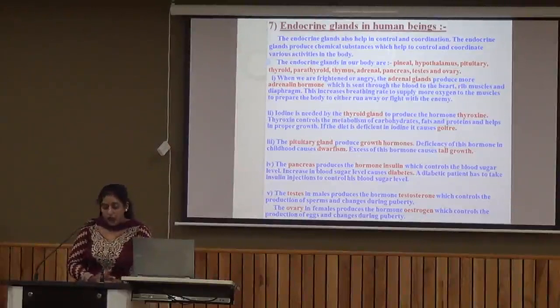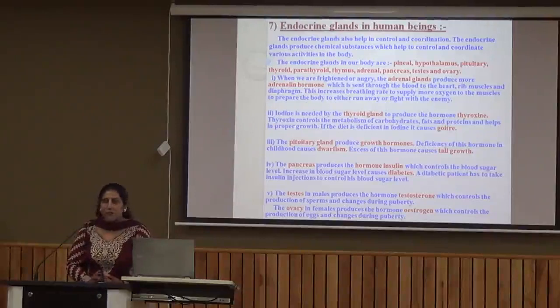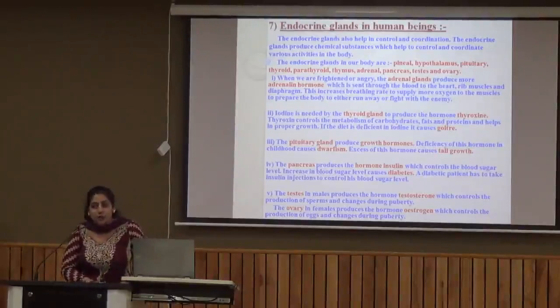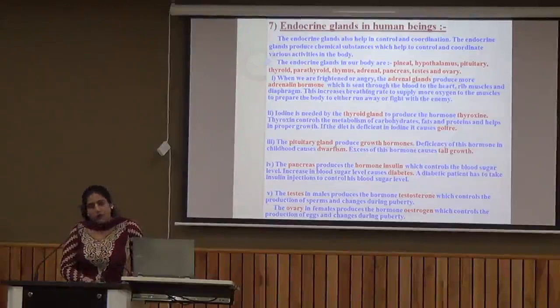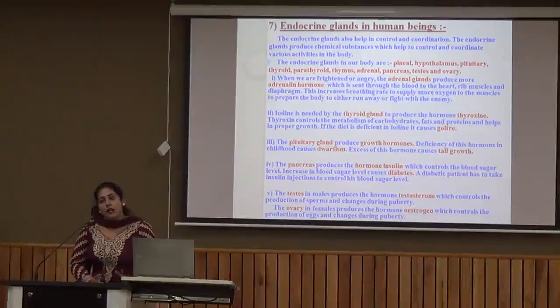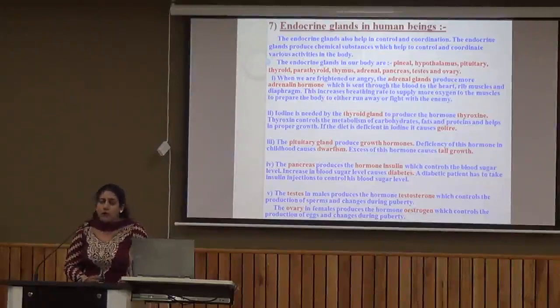The fifth and the sixth ones are the sex glands, which are present in male and female. The rest of the four which we have studied are present in both male and female, but the fifth one, the testes, is present only in males, and is responsible for producing a hormone called testosterone, which is responsible for the production of sperms and changes during puberty. What are those changes during puberty? The widening of shoulders, building up of muscles, the voice becoming hoarse, increase in height, and various other changes.